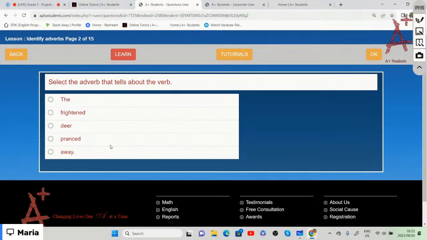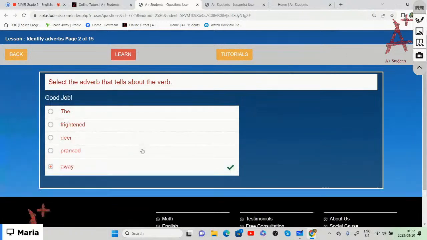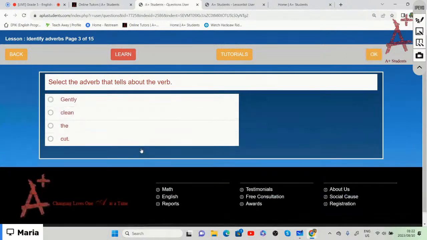It's like he ran away, right? All right. So we can then say, let's choose away. So he pranced away, pranced being our verb.